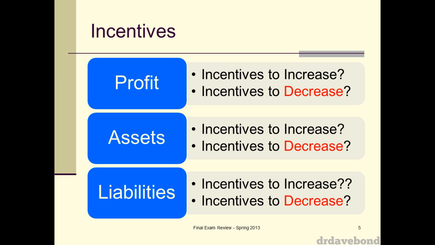But you should have an idea of one or two reasons why management would want to increase or decrease each of those elements. So for profit, for assets, and for liabilities, you should have a couple of ideas for each of them as to why that would exist. And when you're coming up with these ideas, think back to the decision-making uses of accounting and the contracting uses of accounting.